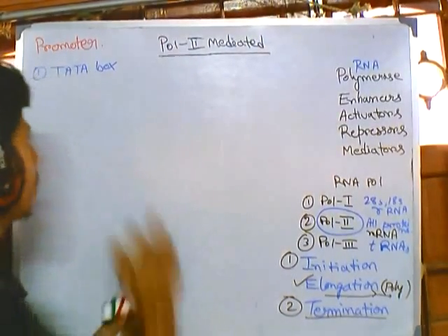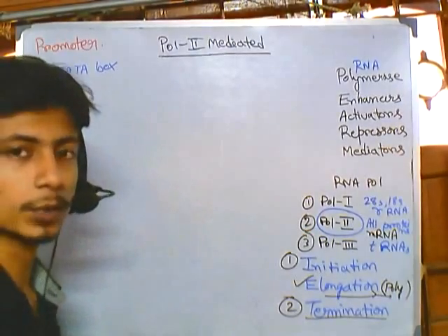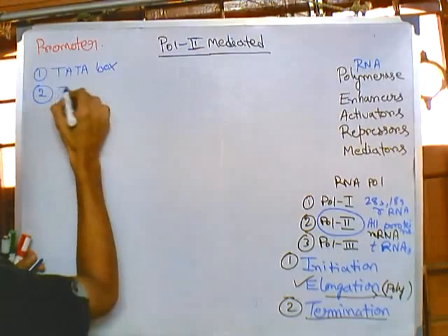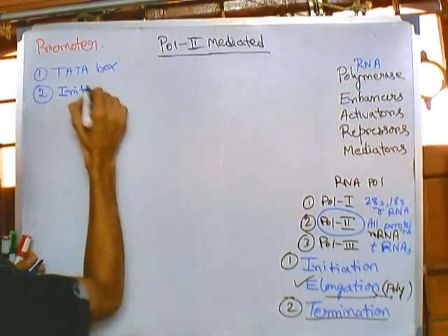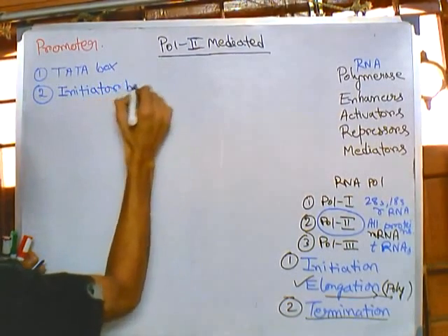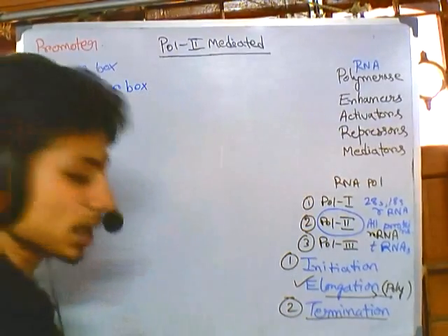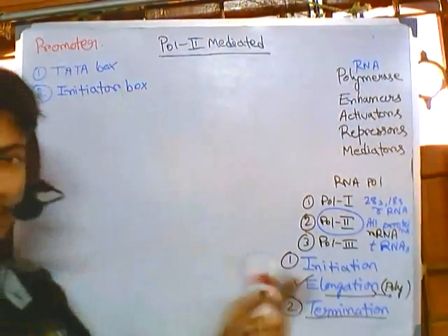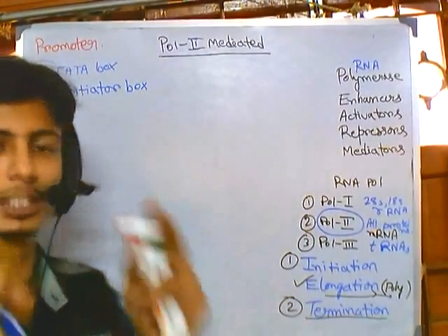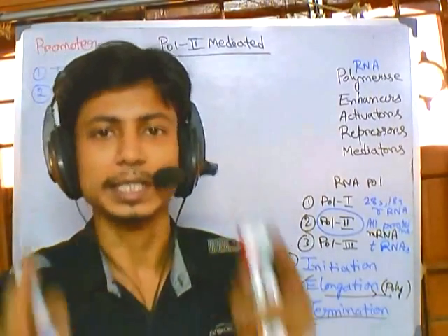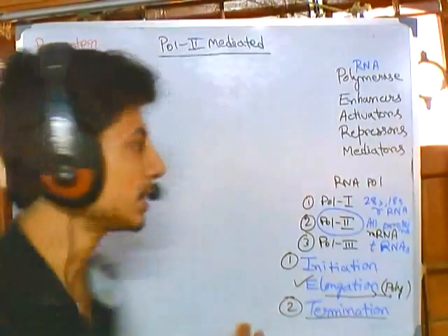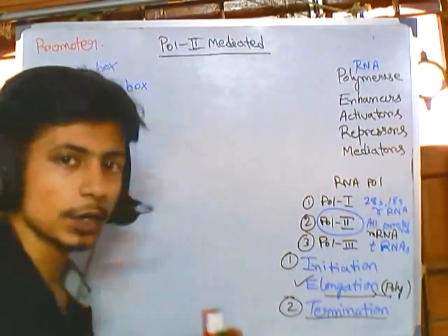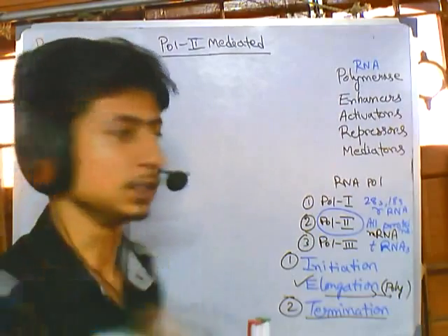We can see this TATA box, also called the Pribnow box, in prokaryotic systems. The second thing is the Initiator box, another important part, as the name suggests. These boxes are not box-like things; they are simply stretches of nucleotide sequences inside the DNA. So the initiator box means the stretch of nucleotide sequences from where the initiation of transcription begins.